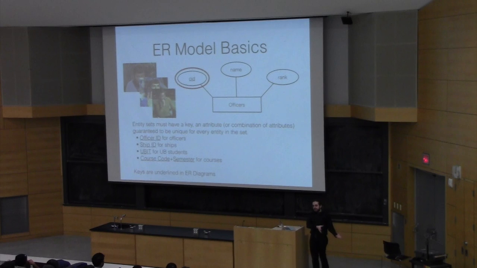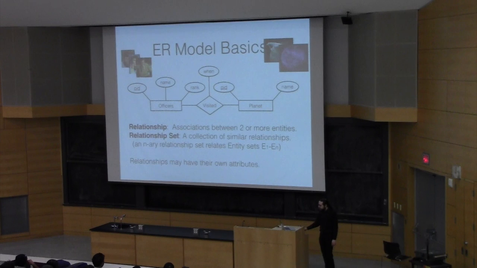So entity is one half of entity relation. The other half is relations. Relationships are associations between two or more entities, and these are represented as diamonds. So a relationship basically says, here's one entity, here's another entity, and here is some connection that we've established between those two entities. And similar to entities and entity sets, relationships are also typically grouped into sets that have similar attributes.